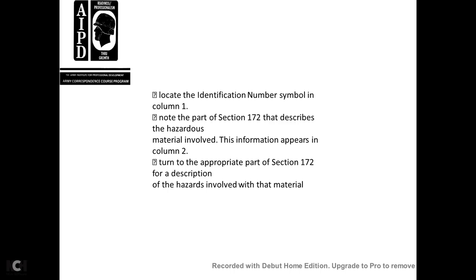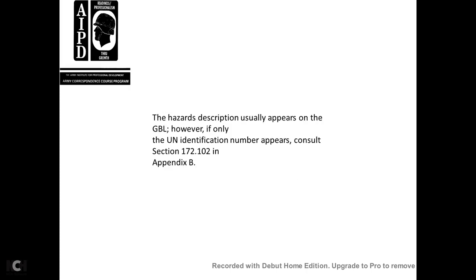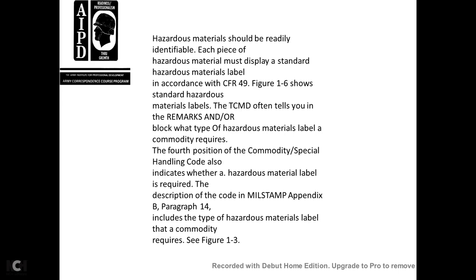Determine the appropriate part of Section 172 with the description of the hazards involved within the material. The description usually appears with the government bill of lading. However, the United Nations identification number appears with the result of Section 172.102 with Appendix B. Hazardous material should be readily identified. Each of the bases of the hazardous material must be displayed.